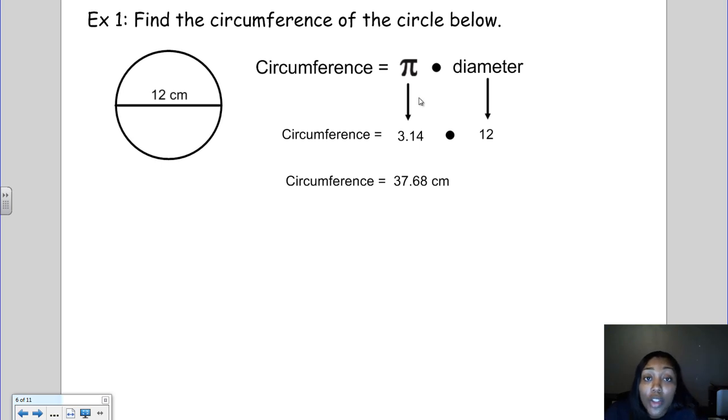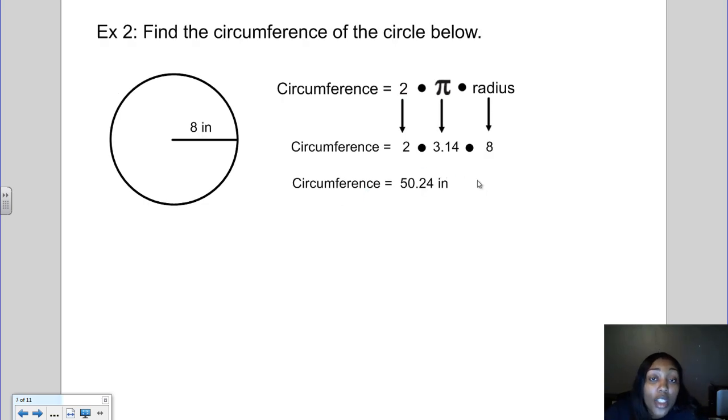Now remember, pi is circle's magic number, and whenever you see pi, you're going to replace pi with the number 3.14. So we're going to do that here. We're going to replace pi with 3.14. And then the diameter, they gave us the length of the diameter as 12. So we're going to replace the diameter with 12. So to find the circumference, we're going to do 3.14 times 12, which gives us a circumference of 37 and 6/800 centimeters. That means the distance around the outside of this circle is 37 and 6/800 centimeters.